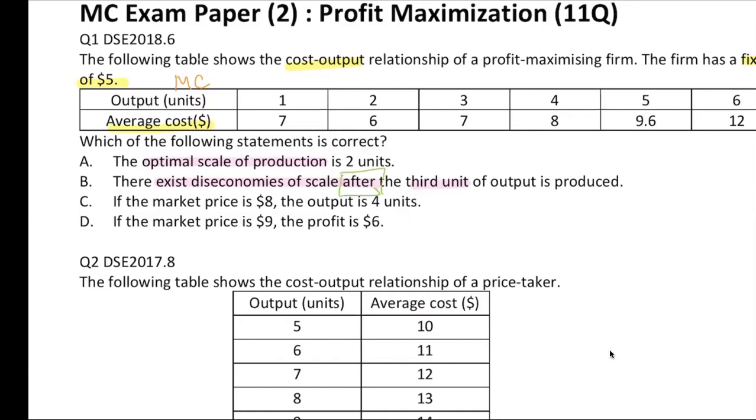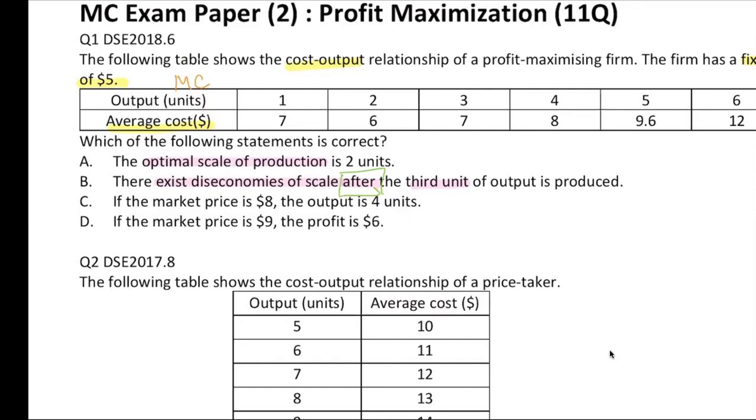Okay, so before we try to calculate the things first, we should look at the options to find out what is asking about. Okay, the first one is talking about the optimal scale of production. So it is talking about the economy of scale. Optimal scale means the lowest average cost. Okay, the lowest average cost.